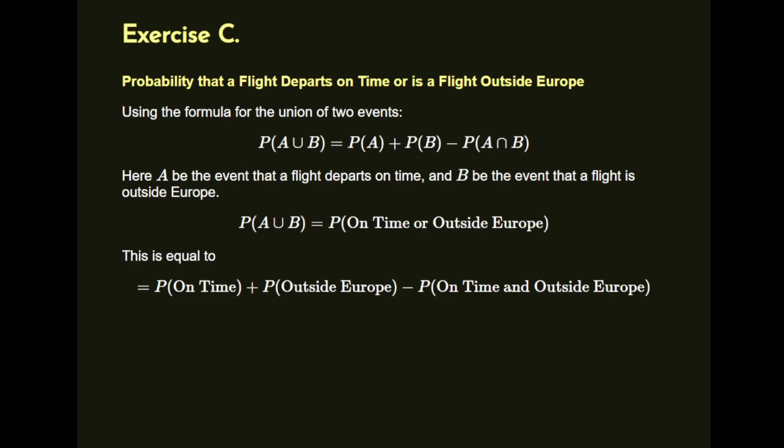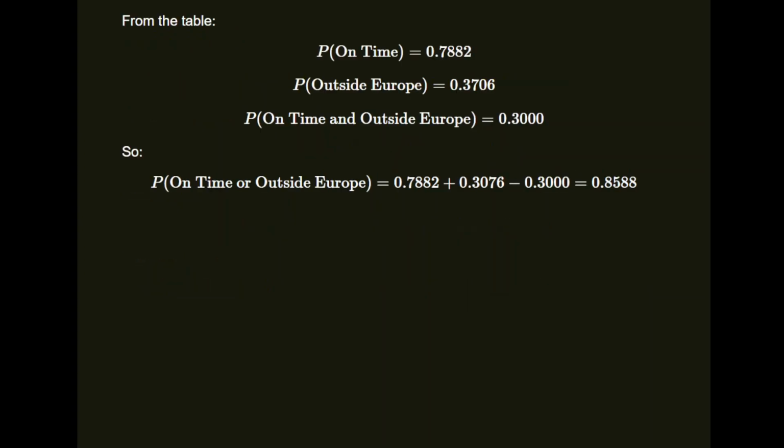So let's look at the numbers here on the next page. Probability on time is 78.82%. Probability of outside Europe is 37.06%. And the probability of on time and outside Europe is 30%. So essentially the probability of on time or outside Europe is 0.7882 plus 0.3706 minus 0.300, and that works out to be 0.8588, 85% essentially.